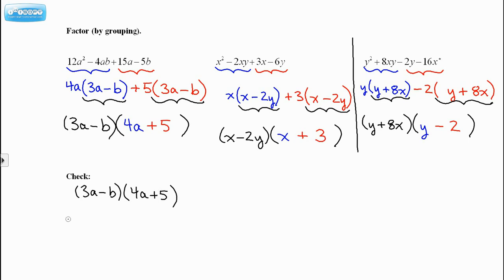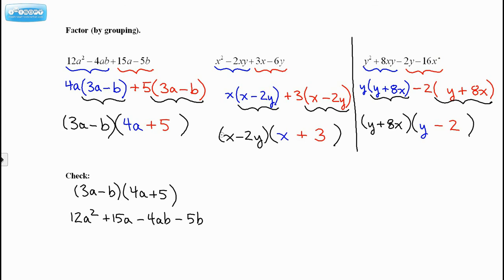So the first two terms multiplying, I get 12a squared. Outside gives me positive 15a. The inside is going to give me minus 4ab. You might choose to write it as ba, but I always like to keep the letters in alphabetical order. And then the last two terms, minus b times positive 5 is minus 5b. Quickly check for any like terms. There are none. Now let's compare it to the original. And well, it looks good. These terms here are in different order, but as long as their signs match, we're good to go. So no problem.